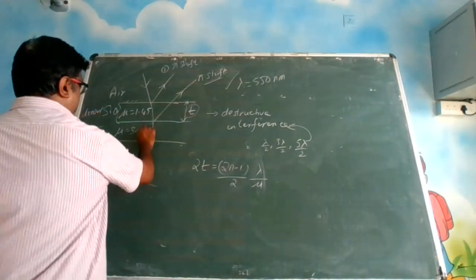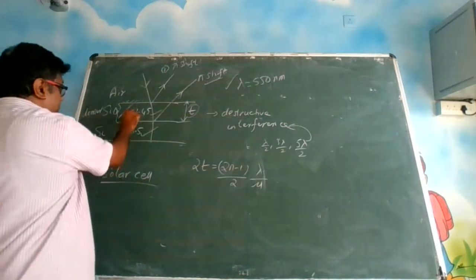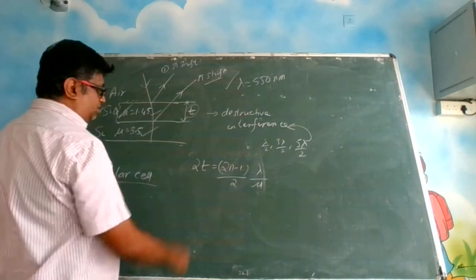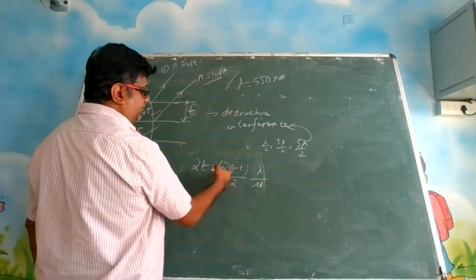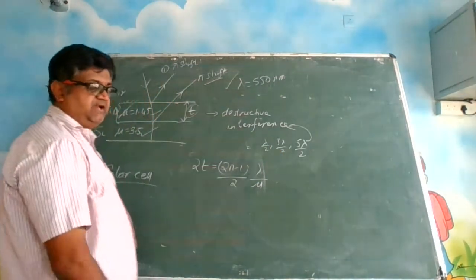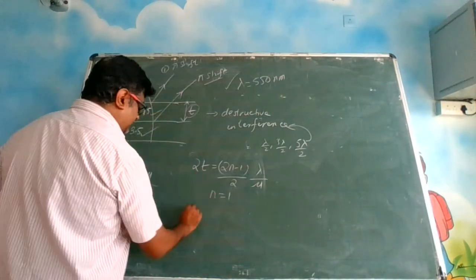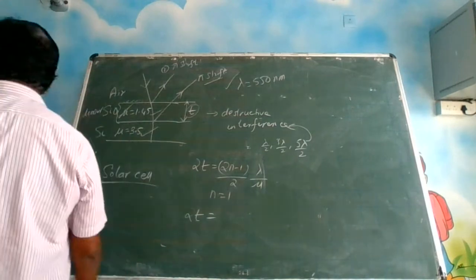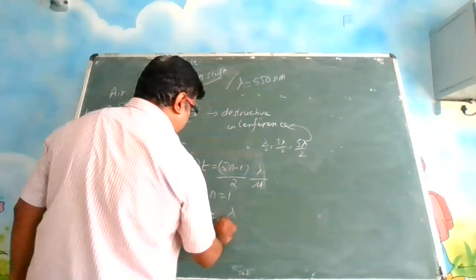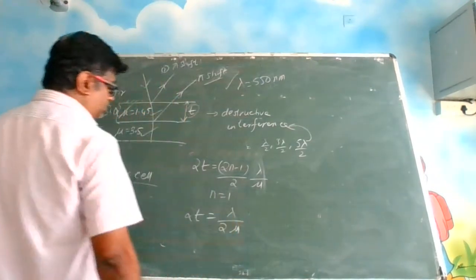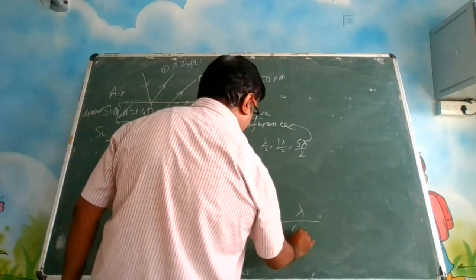Which mu we have to put? This or this? We have to put this. Now (2n minus 1) by 2. Put n is equal to 1, you are getting 1 by 2 lambda. Put n is equal to 2, you are getting 3 lambda by 2. So this is the general form. We will calculate for n is equal to 1. You are getting 2t is equal to lambda by 2 mu. We want to find out t. So t will be equal to lambda by 4 mu.